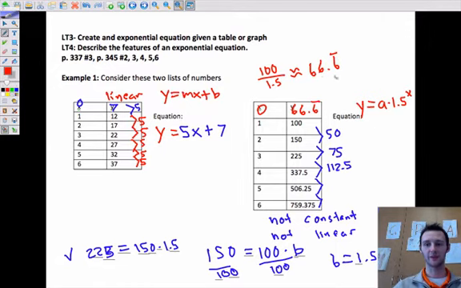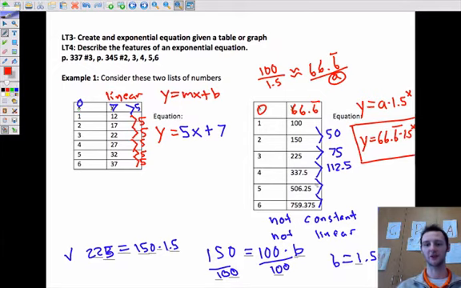So now that we know that this is our starting value, A, here, I can go ahead and put that into the equation for A. Y equals 66.6 repeating times 1.5 to the x. And that's our equation there for our exponential equation of this table.